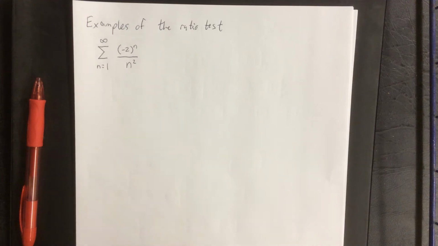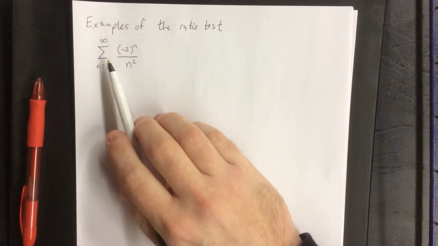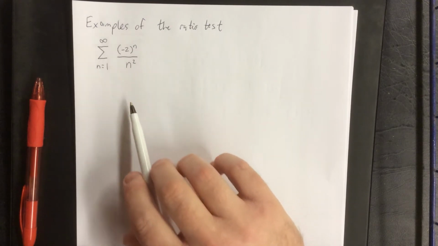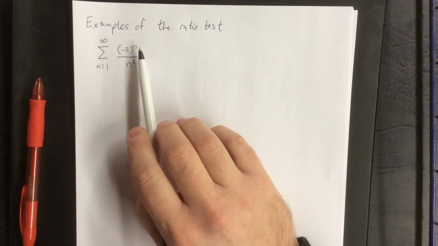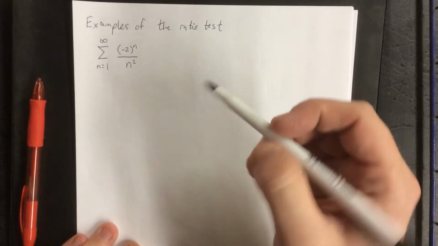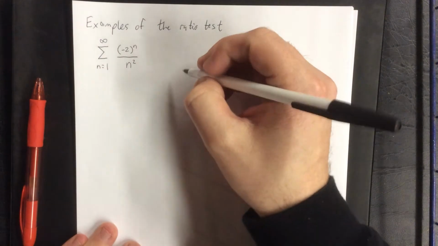In this video, we're going to go over several examples of the ratio test. So first we're going to start with the sum from n equals 1 to infinity of negative 2 raised to the nth power over n squared. Technically, because we do have a negative number raised to the nth power, we could apply the alternating series test for this. However, we're going to go with the ratio test.